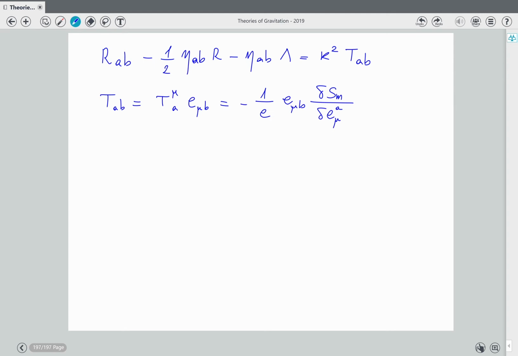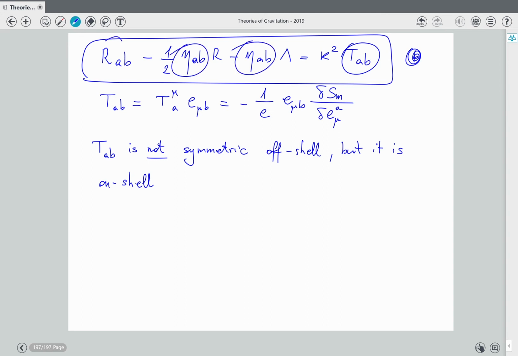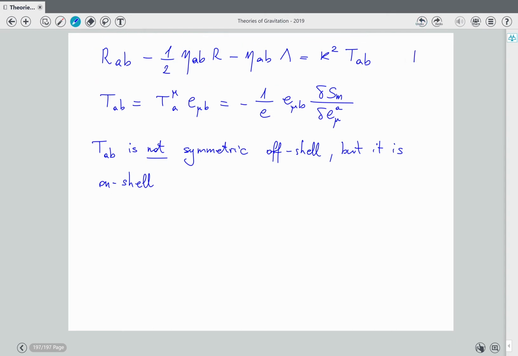Now, is this a stress tensor? Is this, for example, symmetric? No, this is not symmetric off shell, but it is on shell, which means if you use the field equations on the solutions, the space of solutions of the field equations, it's symmetric. How can you see it? Well, the first argument is from here. This is a field equation, and it implies that T is symmetric because the left-hand side is symmetric, and I repeat, this is the Ricci tensor, so it is symmetric. So the first argument why this is symmetric is that.